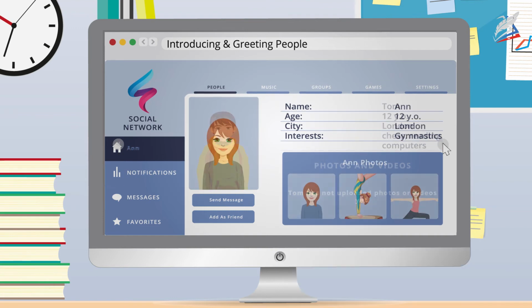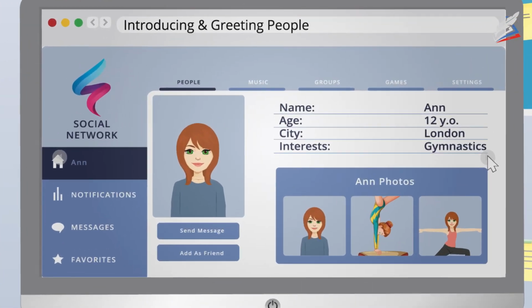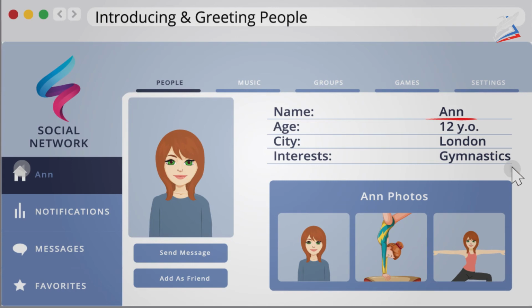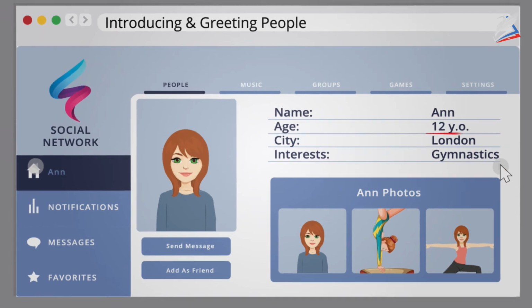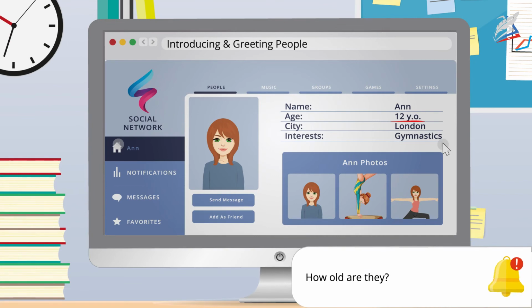The second account is his classmate's. Her name is Anne. Oh, we can see that they are the same age. How old are they? Yes, they are both 12. And what's she interested in? Sport, mostly gymnastics.